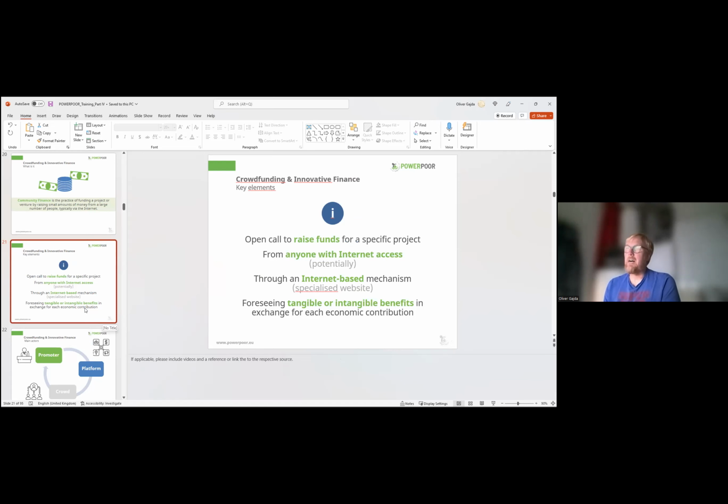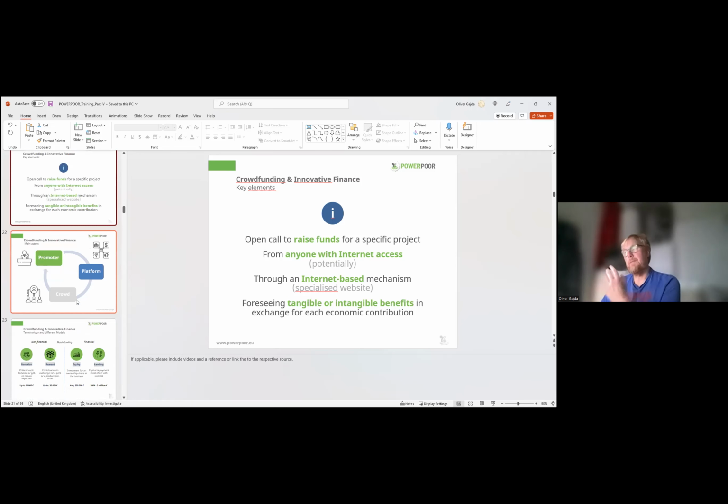Crowdfunding platforms are service providers on the internet that have a specialized website that is dedicated in helping project owners to structure their funding calls and to present them to an audience that already pre-exists on the platform, but that also the project owners can mobilize themselves. And there's, we will see this later, there's different types of crowdfunding where the benefits can be tangible or intangible, financial.